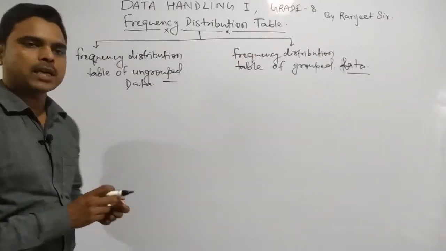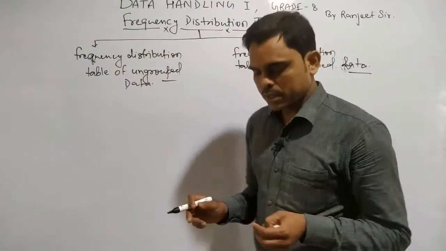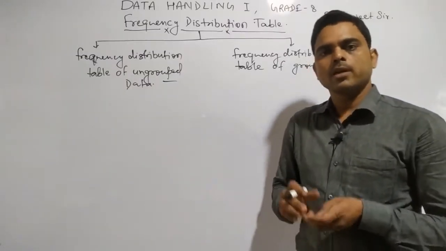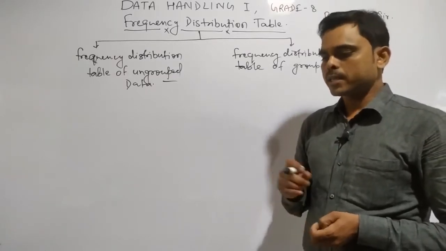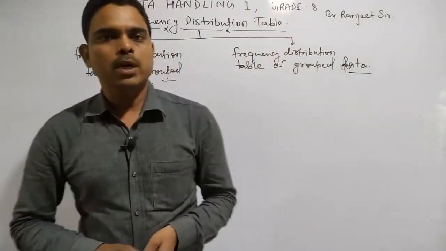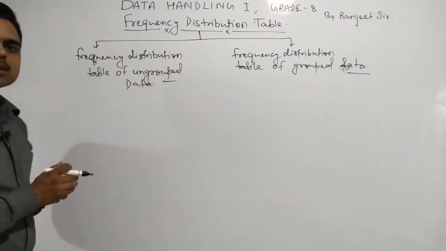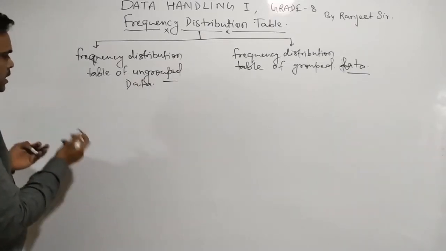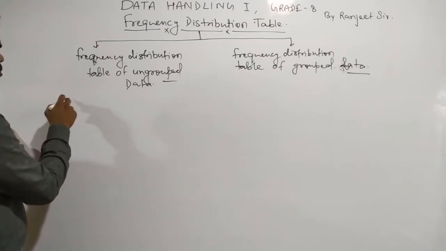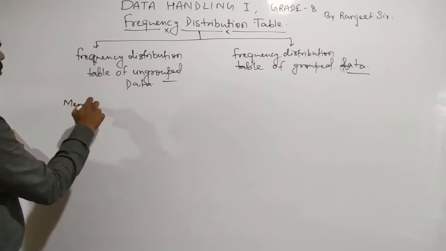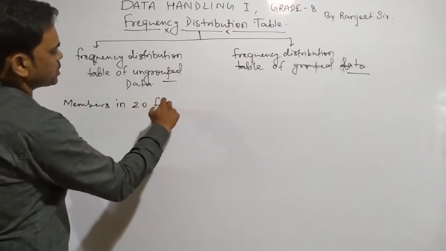First of all, we'll have to take data which is in ungrouped form, means not written in proper order, not enlisted, simply the data is given there. Like I consider there are 20 families and I'm going to write the family members. It is just a kind of ungrouped data, not arranged in a proper table, not grouped. So, members in 20 families.